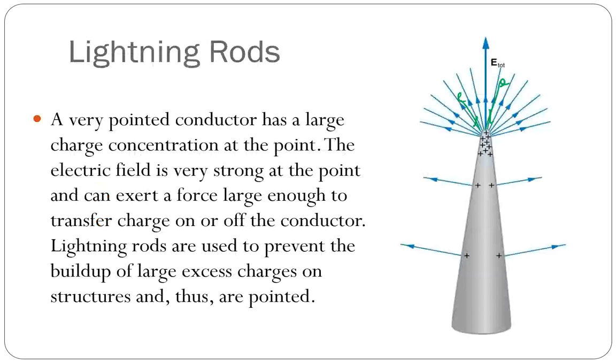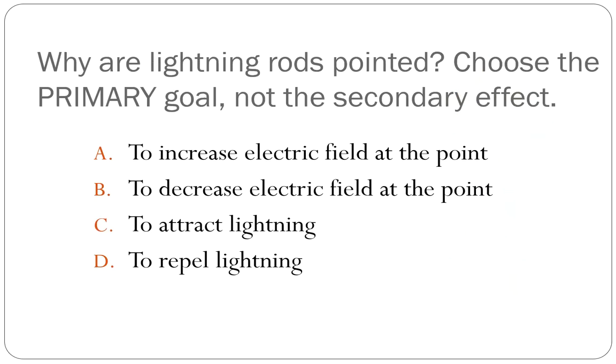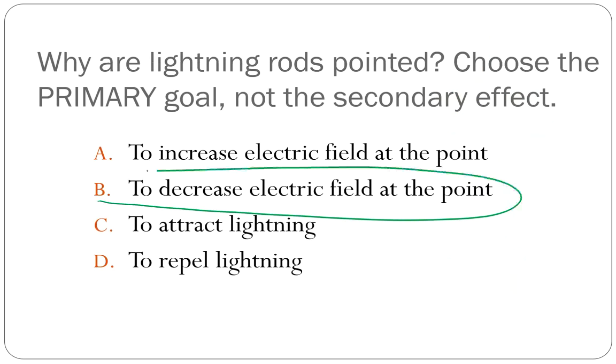Okay, we have something like this: they're used to prevent lightning, so that we can drain off the charge. And if you drain off the charge, what's that doing? Decreasing the electric field. But doesn't propelling lightning correlate with B? That's why I said the primary goal, not the secondary effect. The primary goal is to drain off the charge, which then has the secondary effect that it doesn't repel lightning, it doesn't push it away, but it makes you less likely to have a lightning strike.